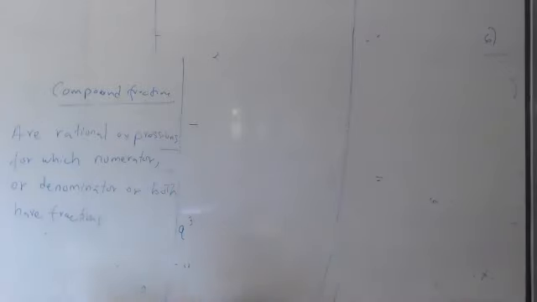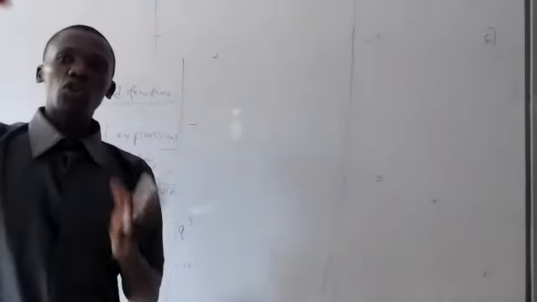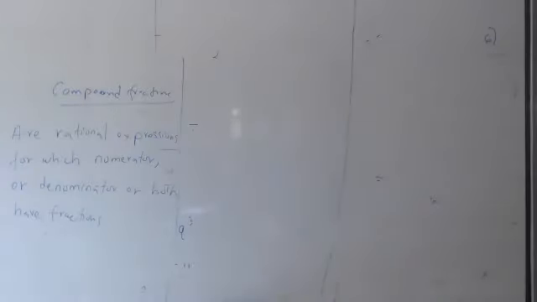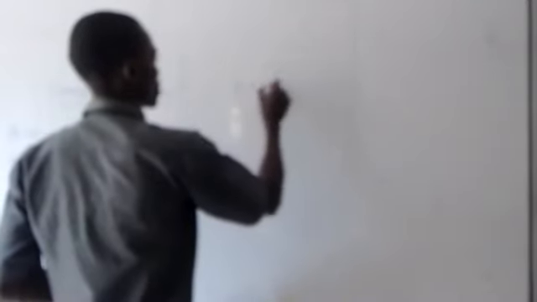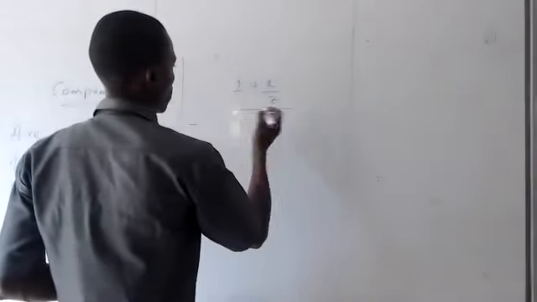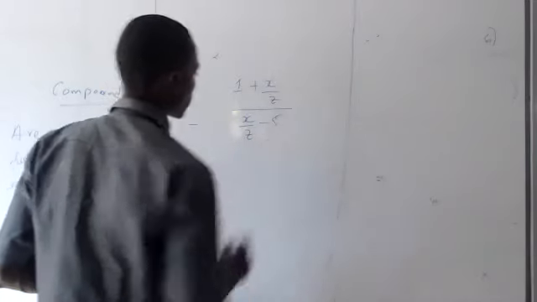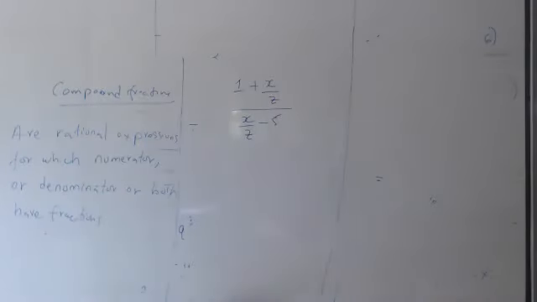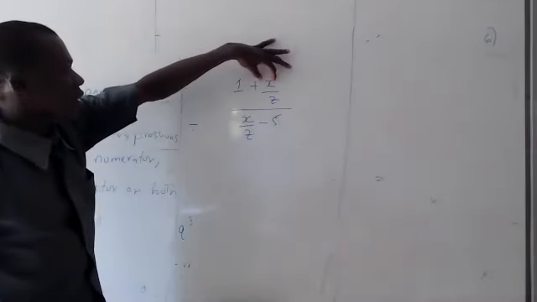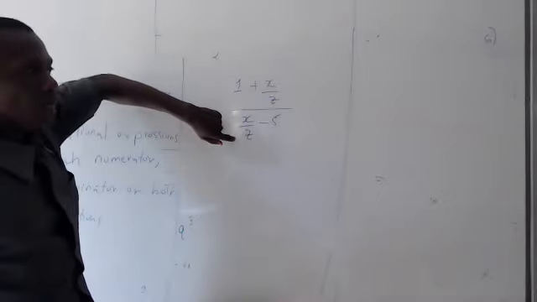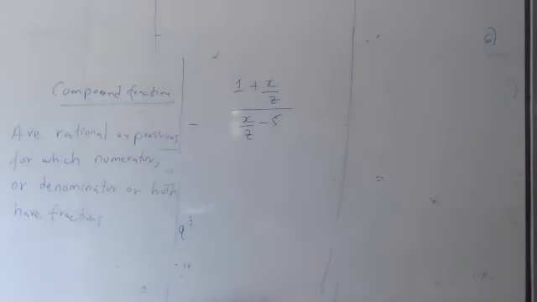So a compound fraction in rational expression is simply an expression in which either the numerator or the denominator or both of them are fractions. So for example, you could have, let's say, 1 plus x divided by z, all divided by x divided by z minus maybe 5. This is an example of a compound fraction. So you see in the numerator, we have a fraction, x divided by z. And in the denominator also we have a fraction, x divided by z. So how do you simplify such expressions?